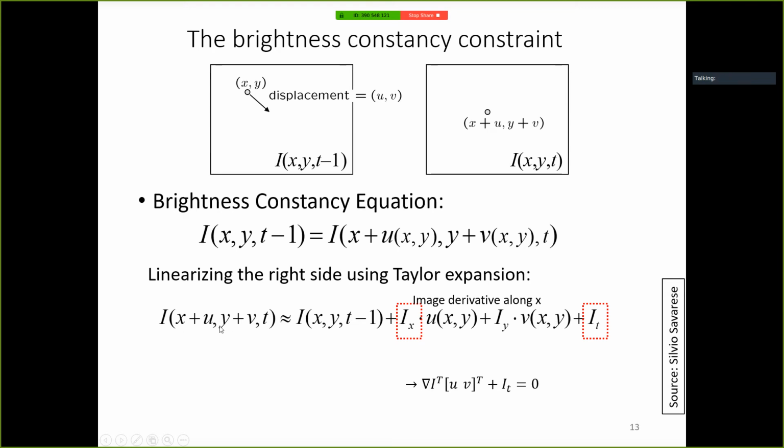Okay. So with that, I can just look at the difference of this term with this term here. I assume these two are supposed to be the same. Therefore I write this one minus this one, and this part cancels. So it's equal to just I_x u plus I_y v plus I_t, and this is supposed to be equal to 0.